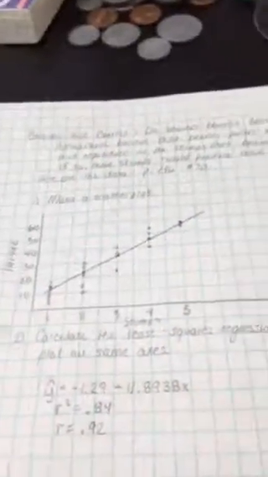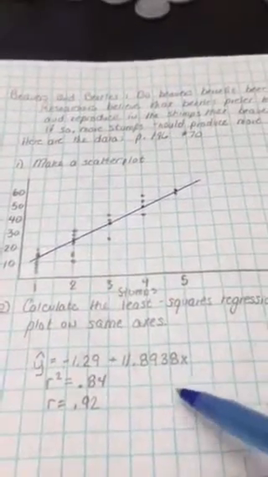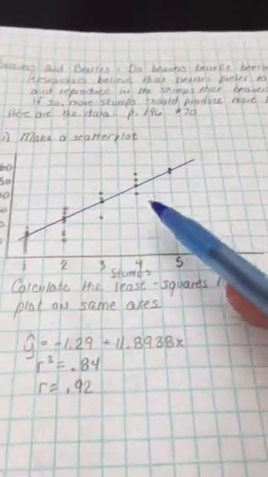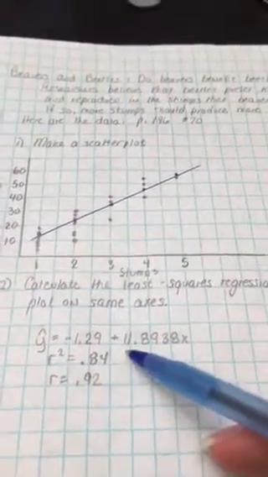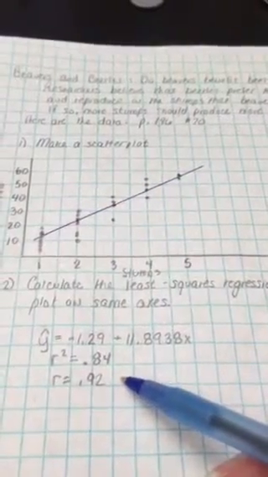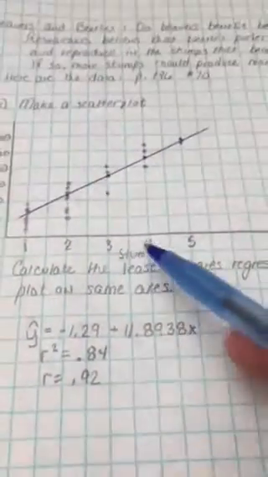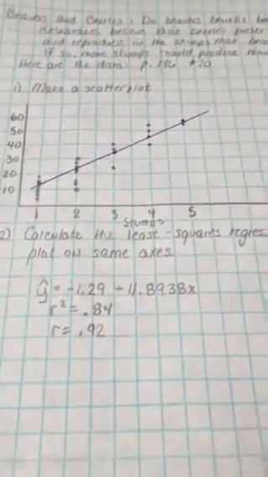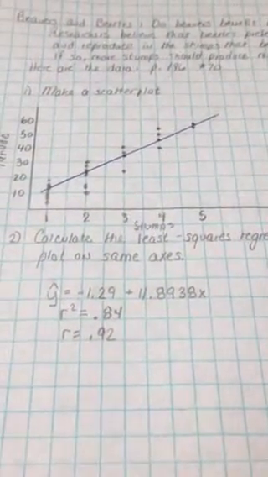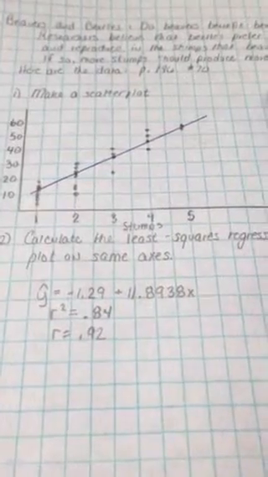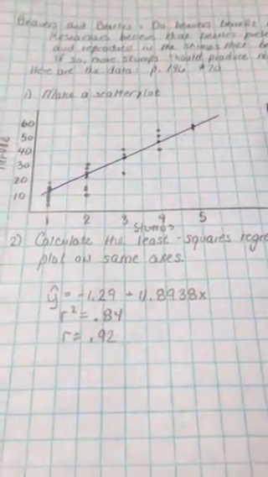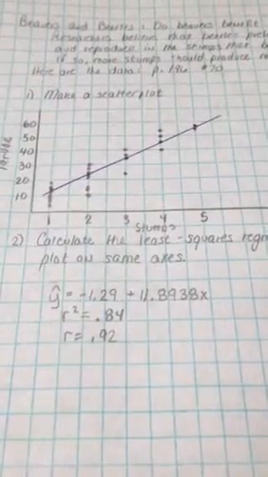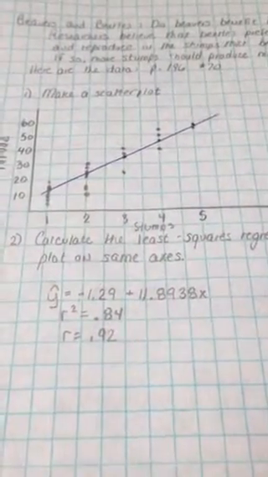So I have created a scatter plot. I have found the least squares regression line. I've plotted it on the same axes. I found r squared, and I found r, the correlation of 0.92. And this looks pretty darn linear, and it looks pretty darn good. Okay, tune in for the next one where we are going to take this one step further, calculate residuals and the residual plot, and calculate s, which is the standard deviation of the residuals. Excitement. See you then.